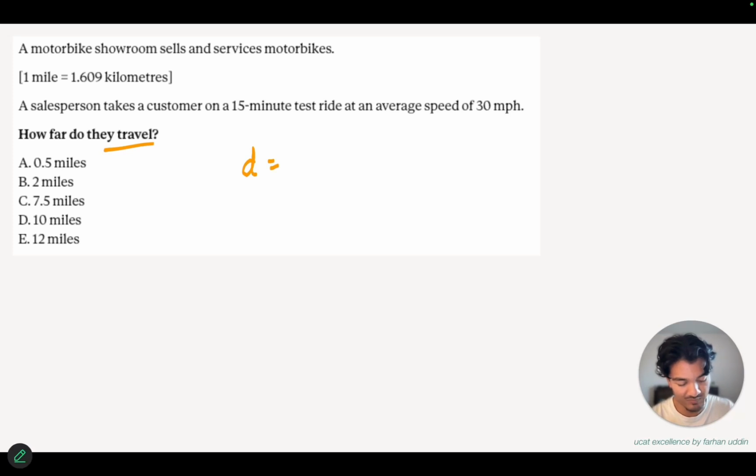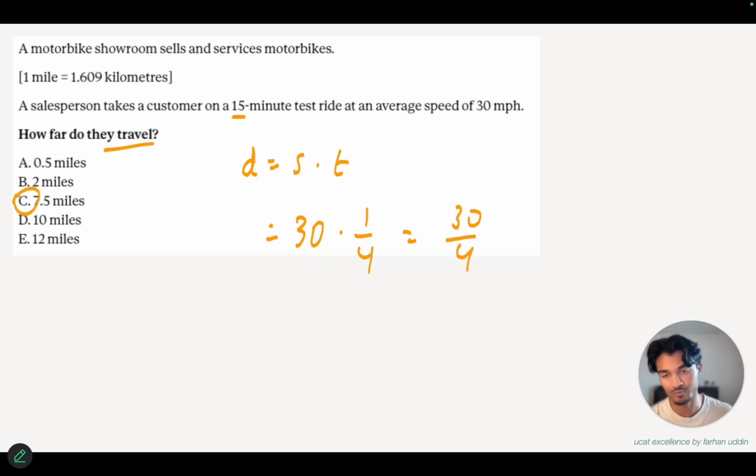What's distance? Speed multiplied by time. So do we have the speed? Yes, we do. 30 miles per hour. Do we have the time? Yes, we do. 15 minutes. Now, 15 minutes, you guys should all know, is 1/4 of an hour. So if we get that, 1/4, then we end up getting 30 divided by 4, which ends up giving you 7.5 miles. So C is your answer in this case.